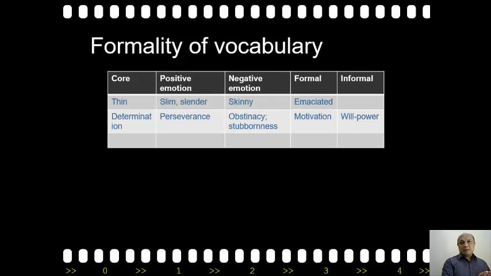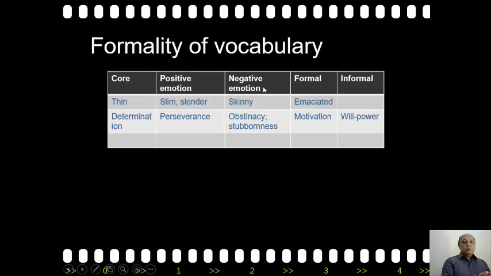So it's really a matter of style here. And then if you prefer formal style, you would write emaciated, which is really a technical or formal term for thin. The next word is determination. The core meaning is determination, and the positive emotion is perseverance. If you want to express a positive style, then you use perseverance. That is associated with positive emotion.